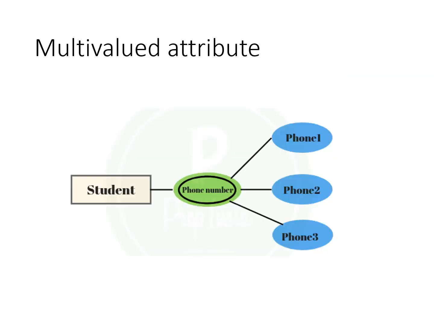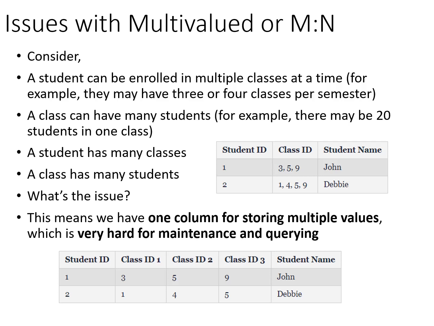And now let's recap about the multivalued attribute. One example which we have seen is that a student can have multiple phone numbers. He can have three different phone numbers. So that means that the phone number, which is one of the attributes of the student, is actually multivalued. So what are the issues with multivalued attributes? This is what you're going to see.